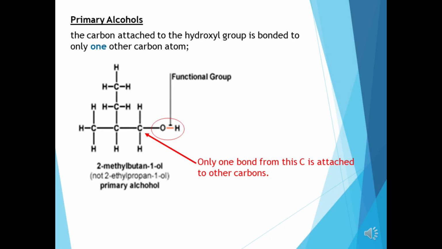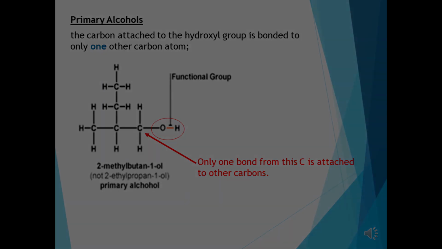Primary alcohols, the carbon attached to the hydroxyl group is bonded to one other carbon atom, as shown in this diagram of 2-methyl-butan-1-ol. Bearing in mind, all primary alcohols have 1-ol as their name ending. The hydroxyl group is always on an end carbon.